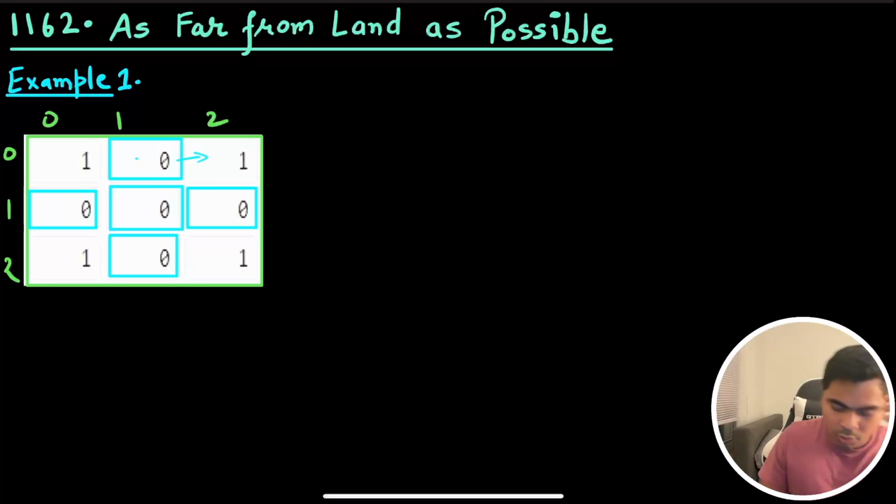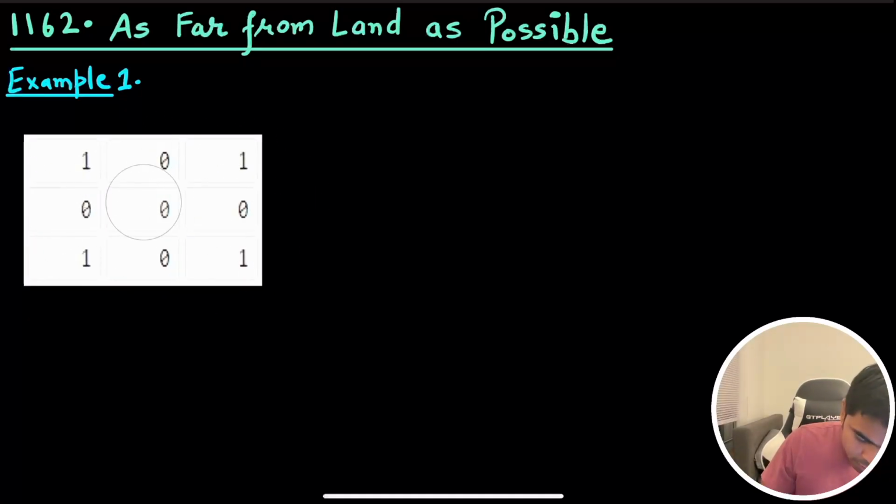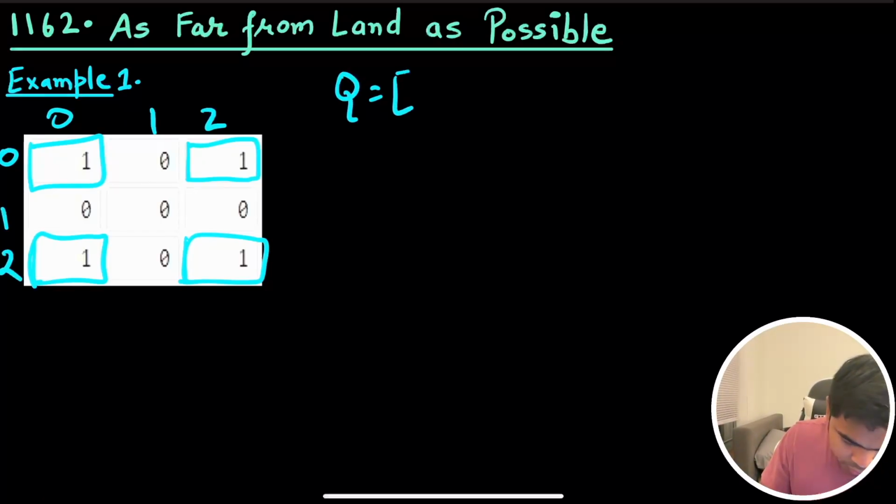But what we really want is to find the furthest zero from those ones. So how about we try to find the water from the land, actually? How about I run my BFS from these land cells. There are 4 land cells, and I will put all of them into my queue. So 0 1 2 0 1 2, I will have my queue and I will push all these.